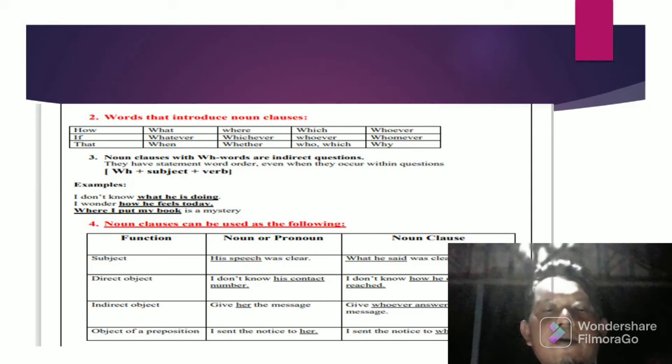This is the noun clause. Students, take a look again at the examples. A noun clause can be used as the following: subject, direct object, then indirect object, and also the object of a preposition. Take a look again at the examples, noun or pronoun, then noun clause. Okay, we would like to continue with the noun clause explanations. Pay attention again to the examples. When you have a problem, you may consult me at my number.